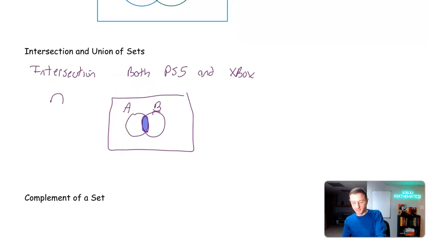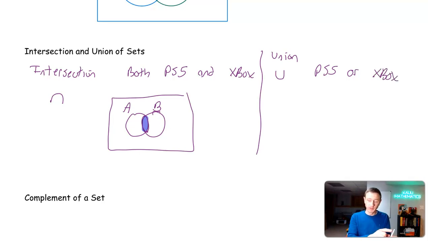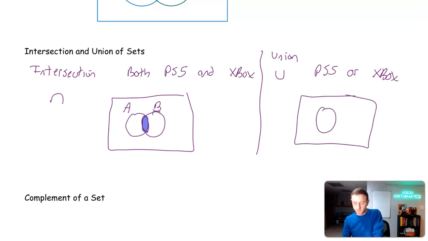The union of a set, the union, it's just a big U. That is PS5 or an Xbox. So they could have one, just PS5. They could have an Xbox, or they could have both. It says or. So PS5 or Xbox. So one or the other, or both. So in the Venn diagram, that would be everything. It would be the entire circles, set A and set B, because it could be one or the other. So A or B. It could be anybody in that highlighted space.